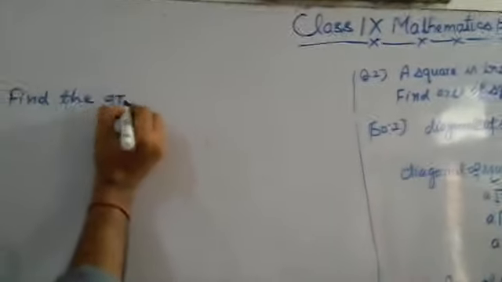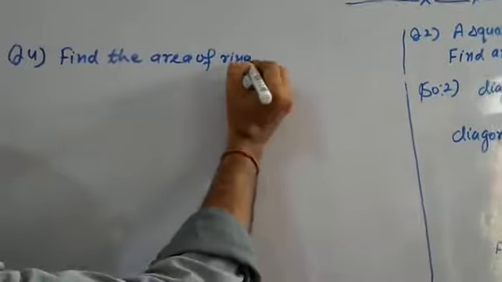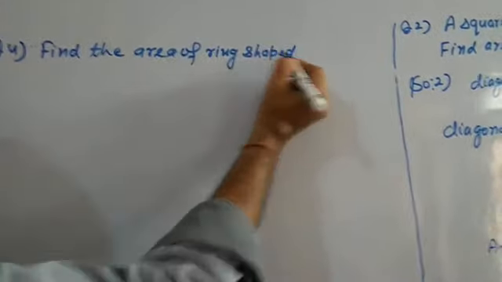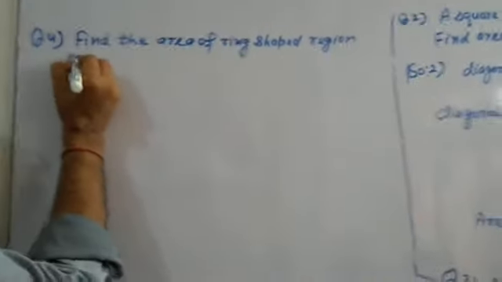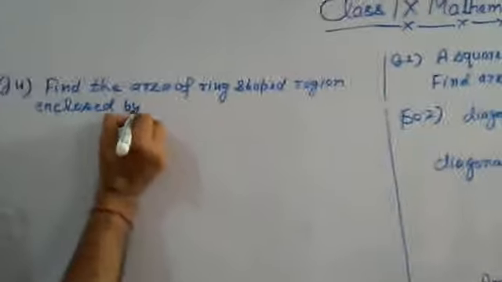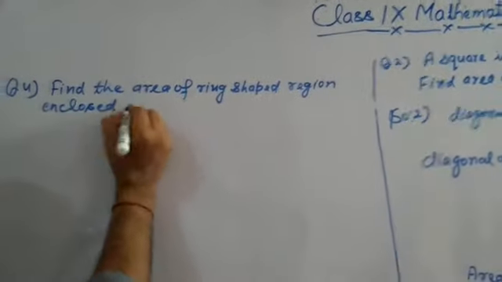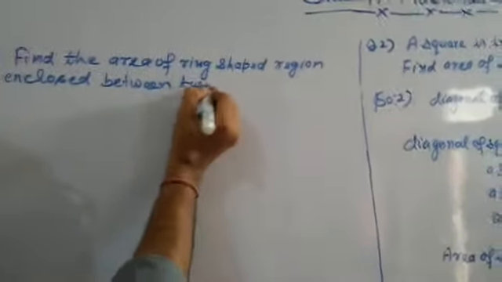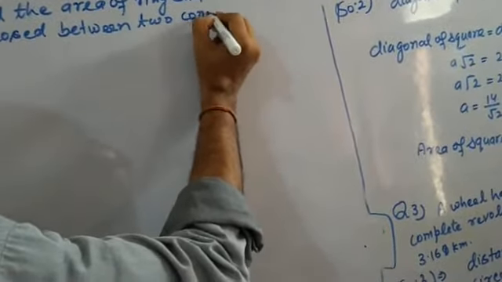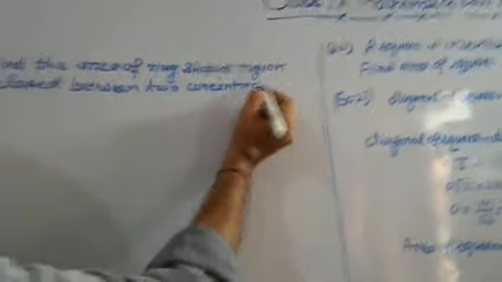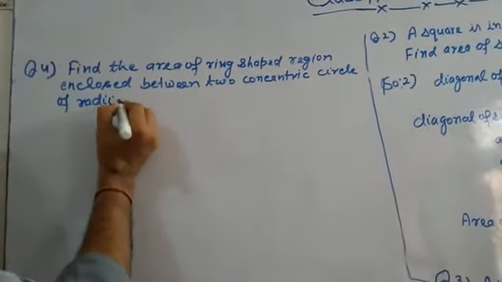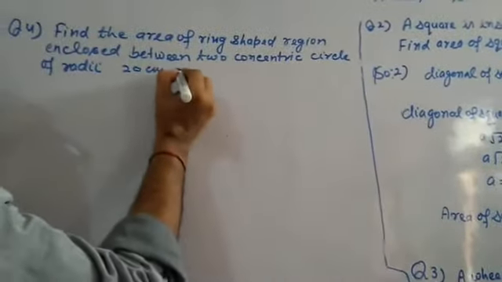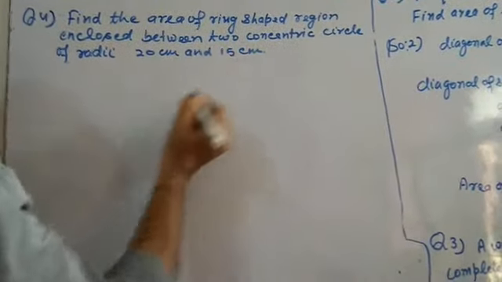Find the area of the ring shaped region enclosed between two concentric circles of radii 20 centimeter and 15 centimeter.